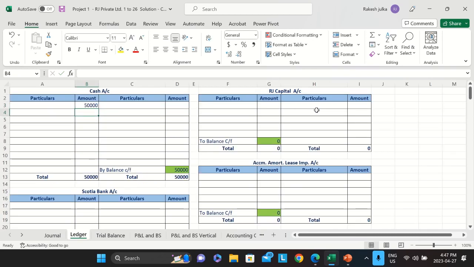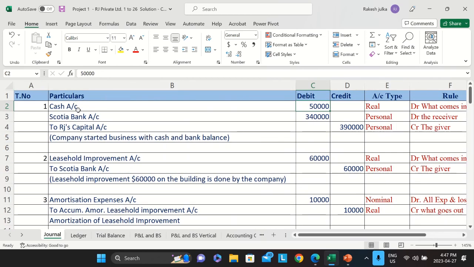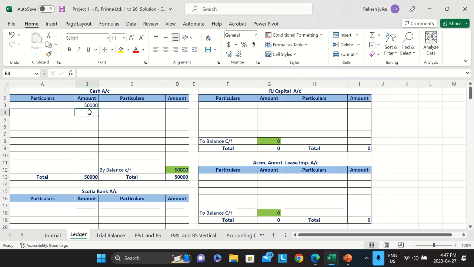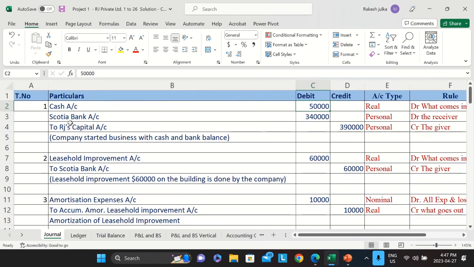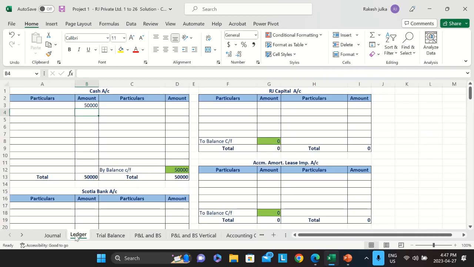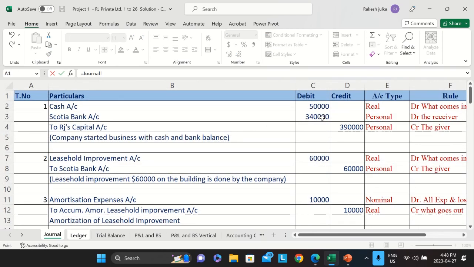It's very simple. Why write manually when we can write automatically? So better to go for automatic this time, and it will save our time. So now what I did, cash $50,000, then I have written here, and automatically the total and balance is coming. The next is Scotia Bank, $340,000 on the debit side. Go to Scotia Bank and write here the 340,000.